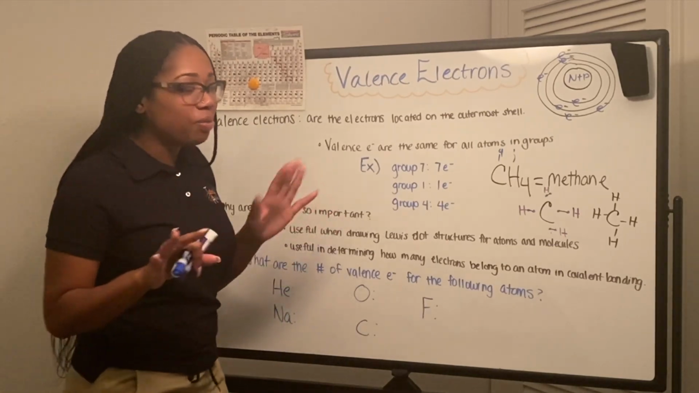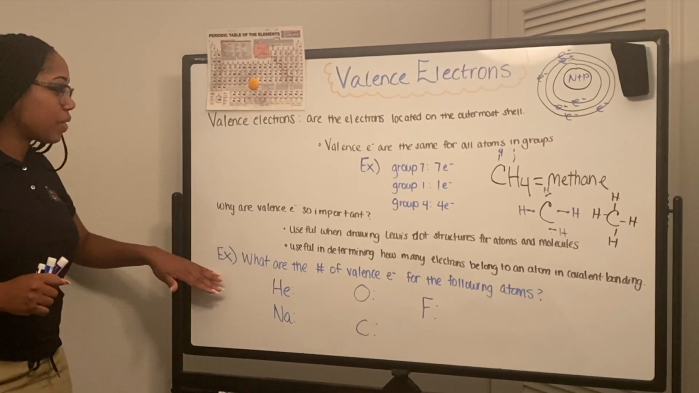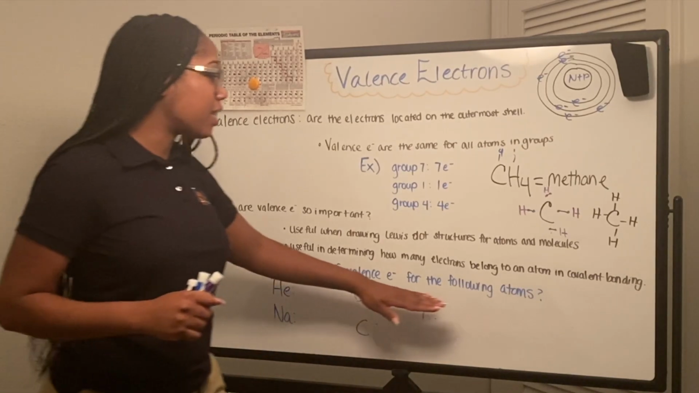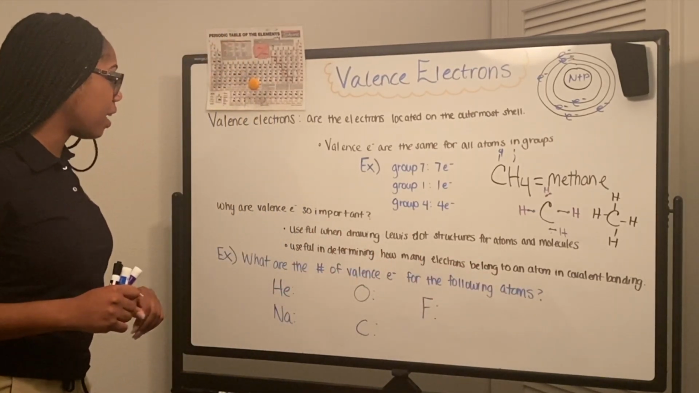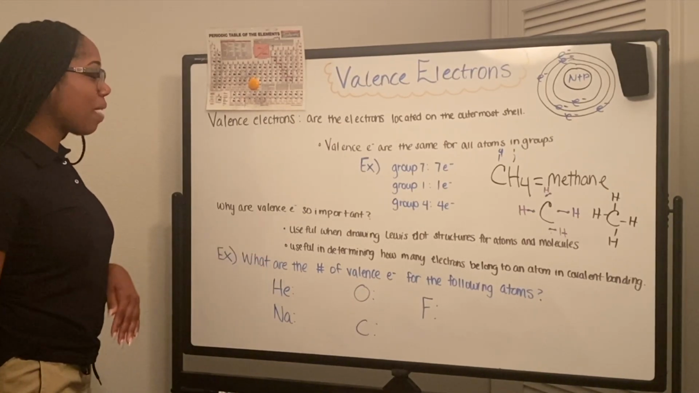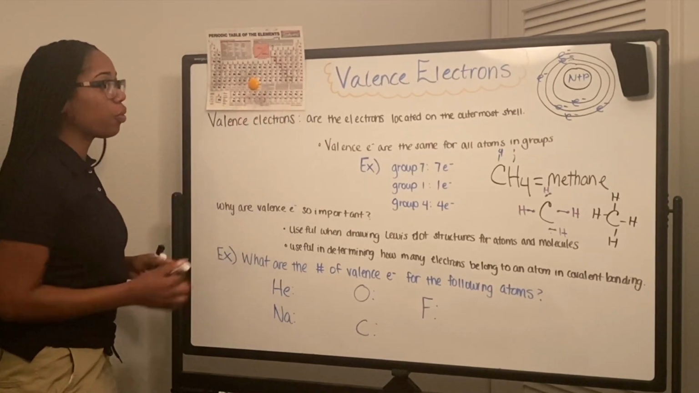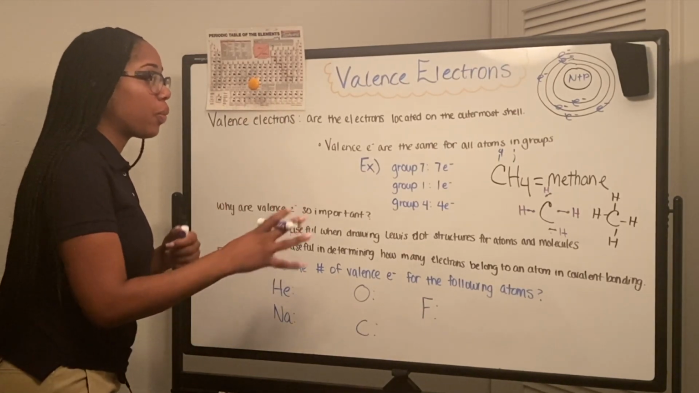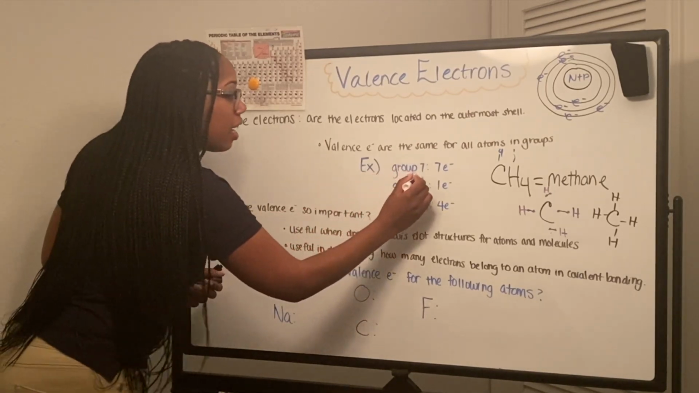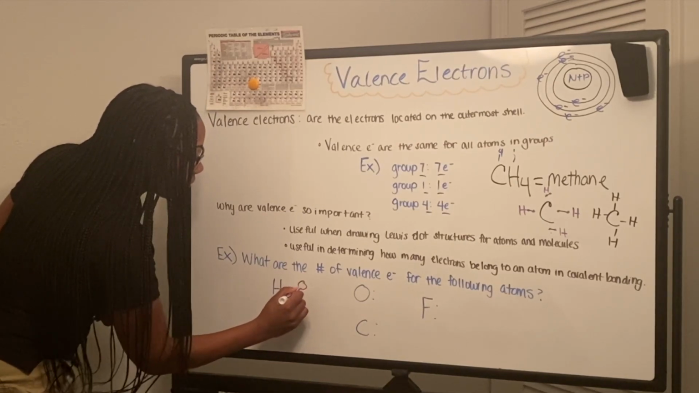Now let's stay in the little portion about valence electrons. So let's just do a quick example together. What are the number of valence electrons for the following atoms? So for the helium atom, how many valence electrons is that one gonna have? Well, it's in group 8. Group 8, remember, the group relates to how many valence electrons there are. So that's going to be 8.